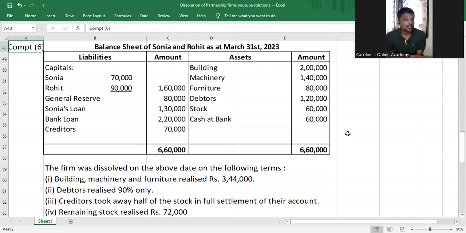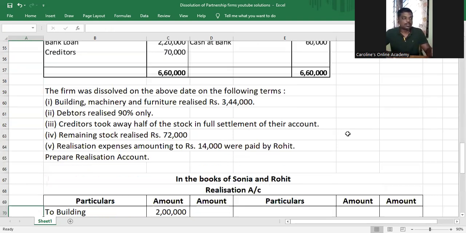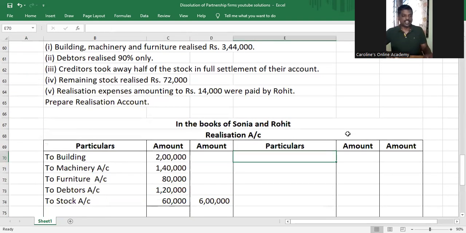Now, what all do we have? Capitals are not external liability, that is equity. General reserve is equity. Sonia's loan is a loan by partner. Sonia is a partner. Loan by partner will not be transferred to realization account. Remember, loan by partner on the liability side of the balance sheet will not be transferred to realization account. And loan to partner on the asset side of the balance sheet also will not be transferred to the realization account. Then you have bank loan and creditors. Those are the two liabilities that we have in this question.